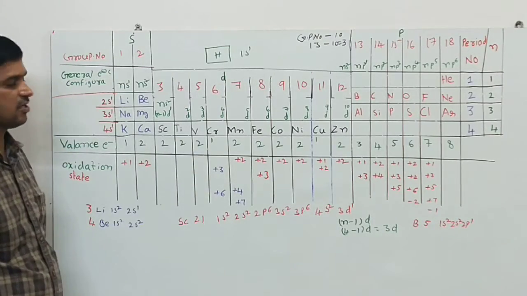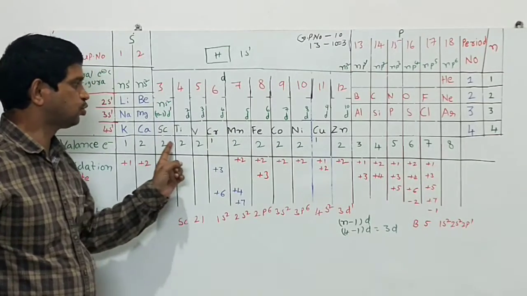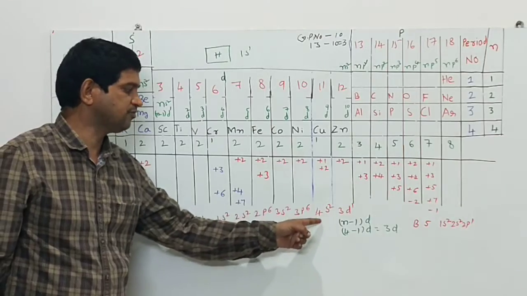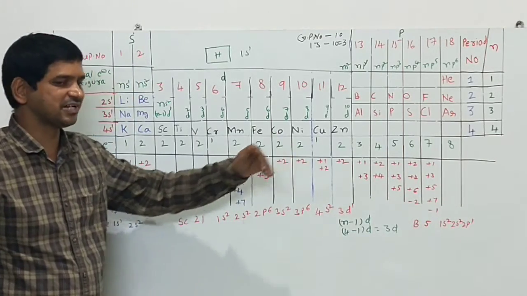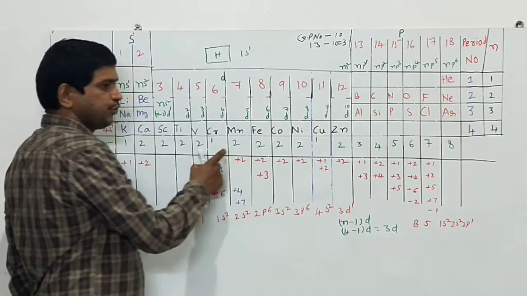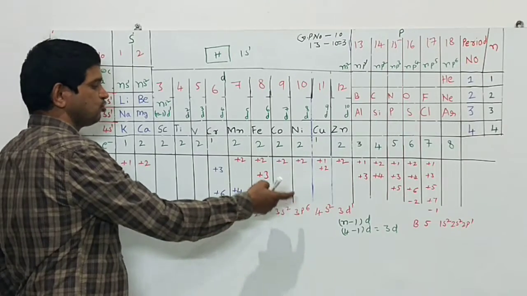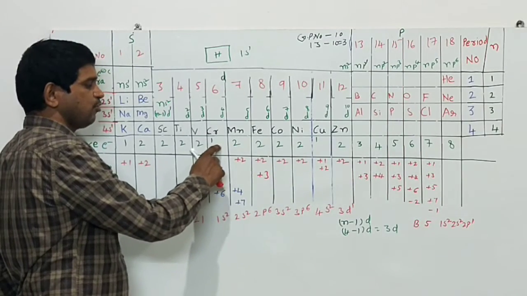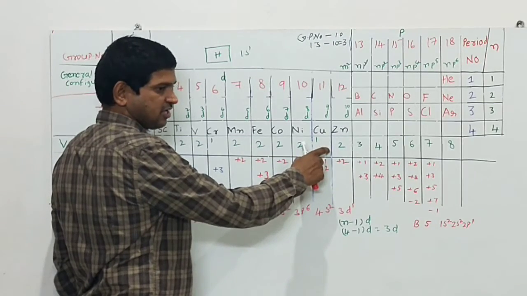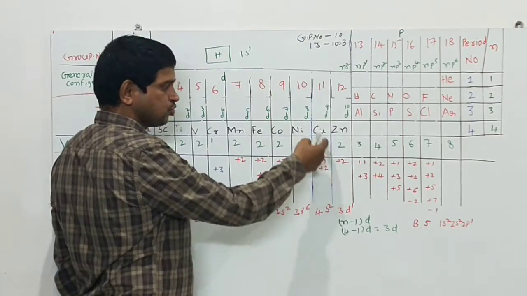Regarding the valency electrons, from 3 to 12 all have 2 valency electrons. See here 4s2, all are having 2 valence electrons except chromium and copper. Due to the stability of half-filled d orbitals in chromium, one s electron goes into 3d, so it has only one valence electron. Due to the stability of fully filled d orbitals in copper, one electron from s goes to 3d.